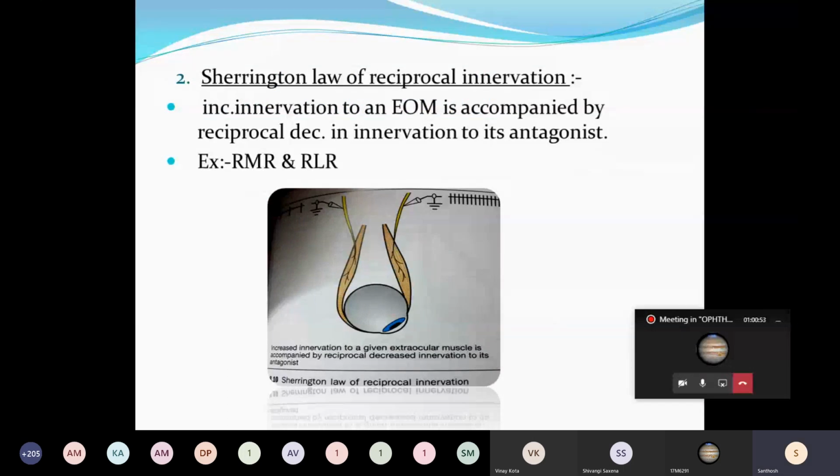Then we will come to Sherrington's law of reciprocal innervation. Increased innervation to an extraocular muscle is accompanied by a reciprocal decrease in innervation of its antagonist. For example, in dextroversion, this law says there is increased innervation to the right lateral rectus, while there is decreased innervation to the right medial rectus, the same side medial rectus.